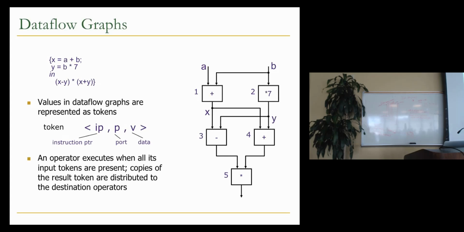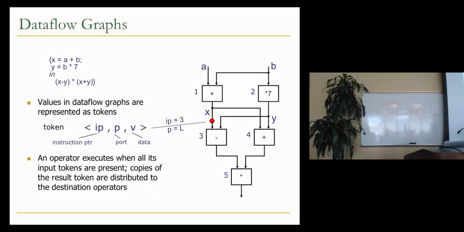That's why we're going to add a tag to this. And tag is the context identifier, which is the loop iteration count. How do you determine the loop iteration count? Well, you have another data flow graph piece that determines what is the loop iteration you're in. Okay? Basically, an operator or an instruction executes when all of its input tokens are present and copies the result token. It distributes the result token to the destination instructions. We'll take a look at what this looks like.